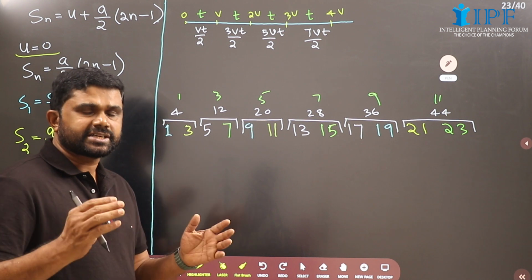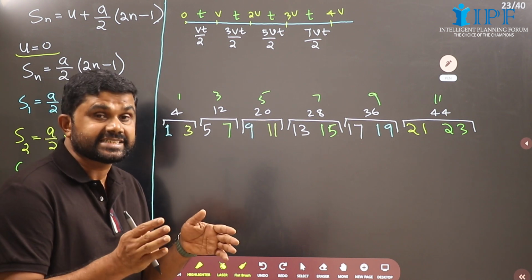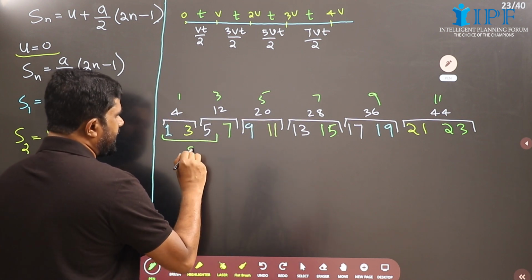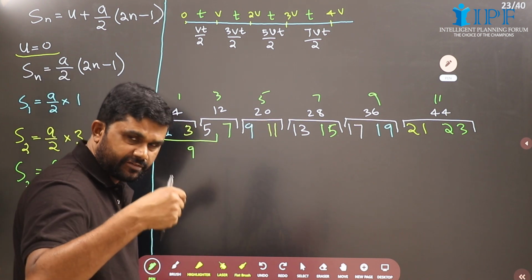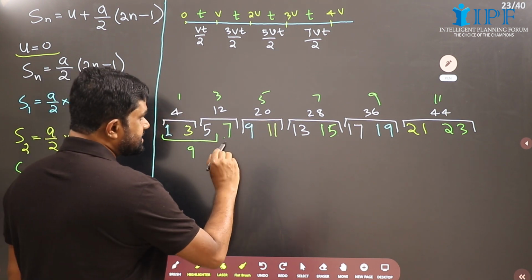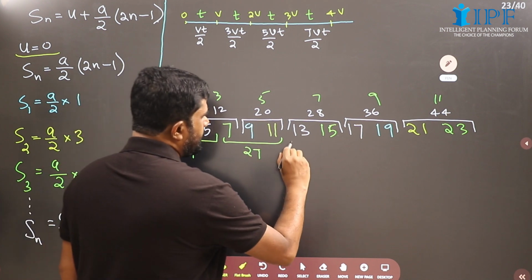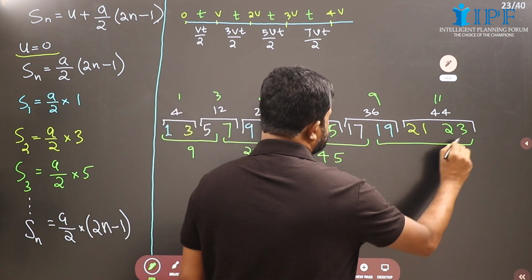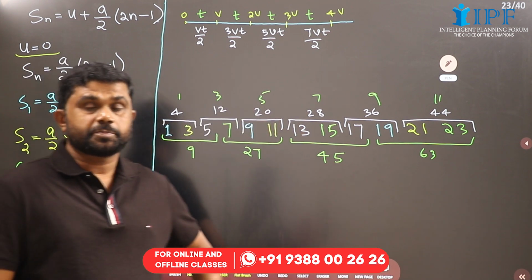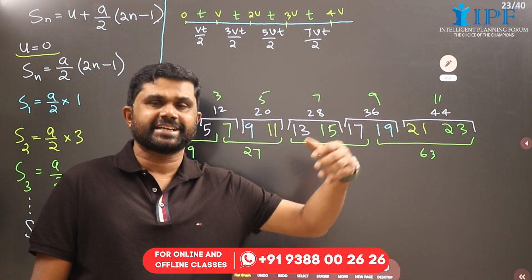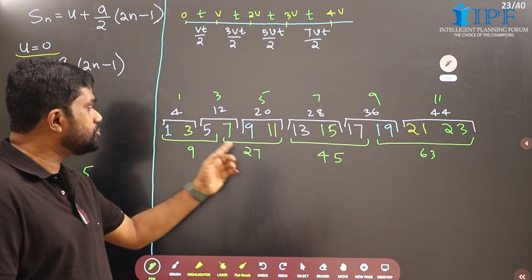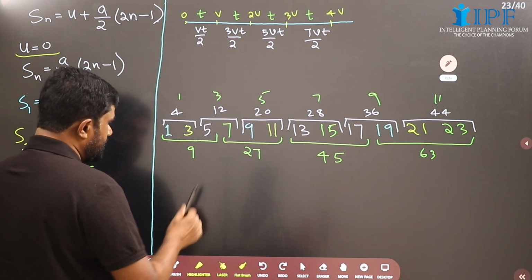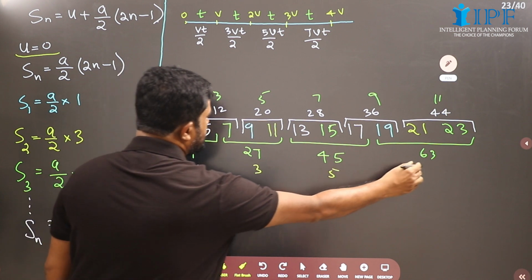Now let us consider the displacements in the first 3 seconds, next 3 seconds, like that. In the first 3 seconds it will be 9, if we add the displacements in the first second, second second and third second. The next 3 seconds it will be 27, the next 3 seconds 45, and the next 3 seconds 63. The ratio of displacements in the first 3 seconds, next 3 seconds, and so on will be 9 is to 27 is to 45 is to 63. Divide throughout by 9, and it will be 1 is to 3 is to 5 is to 7.